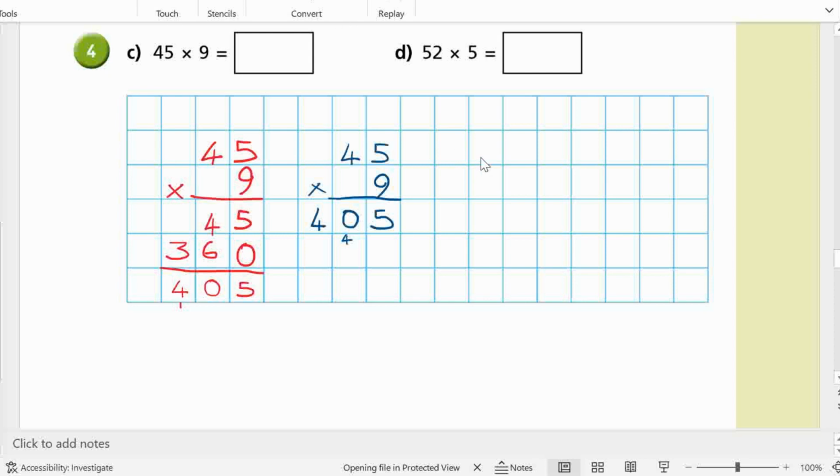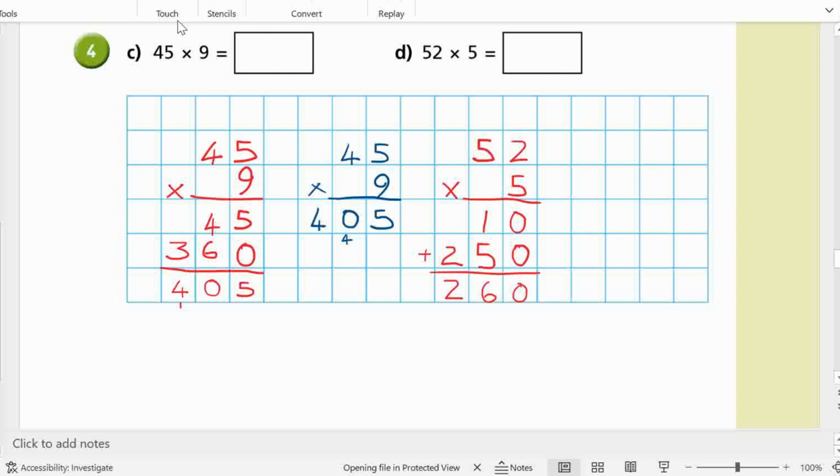Okay. 52 times 5. What's 5 times 2? 10. Okay, now I'm doing the 10, so I have to put my 0 here. What's 5 times 5? Good, 25. And now I have to add these together. So 0 plus 0 is 0. 1 plus 5, 6. Good, 2.